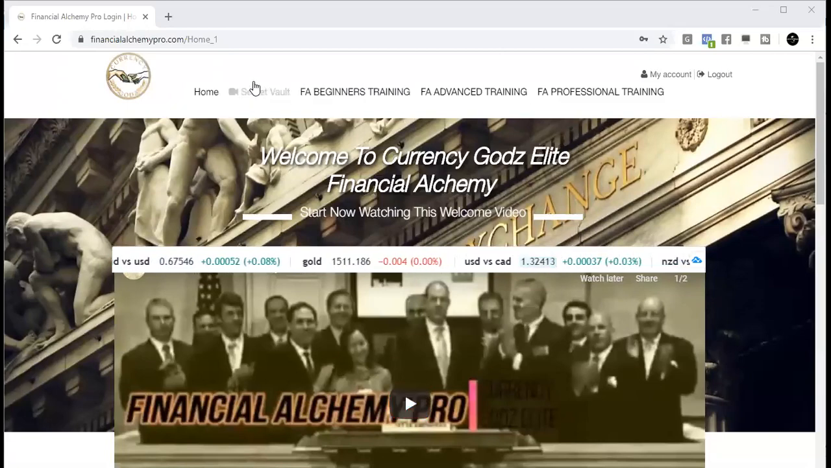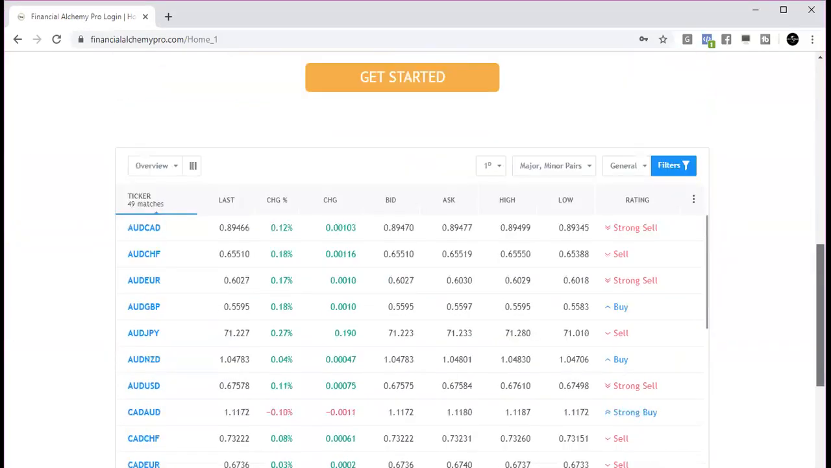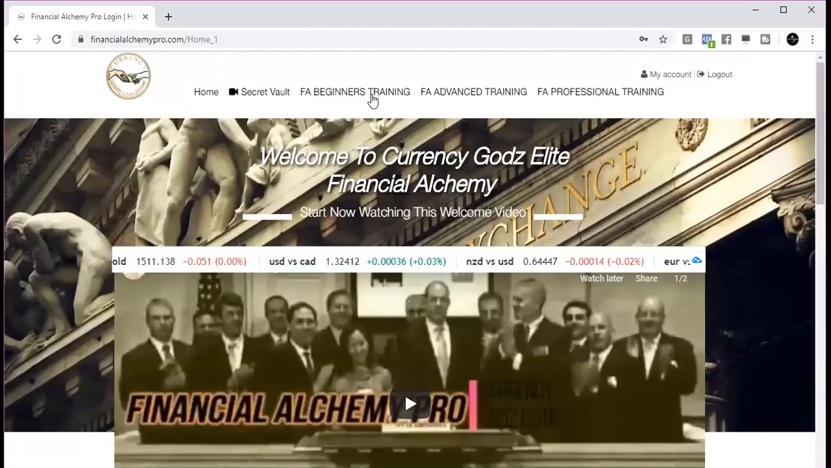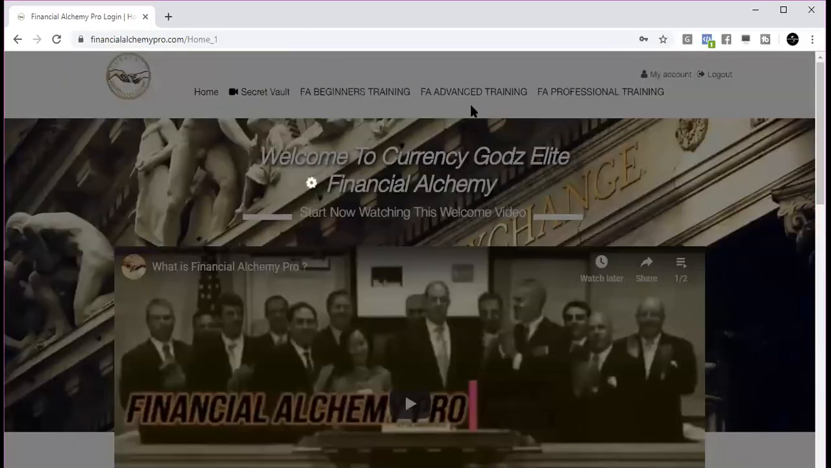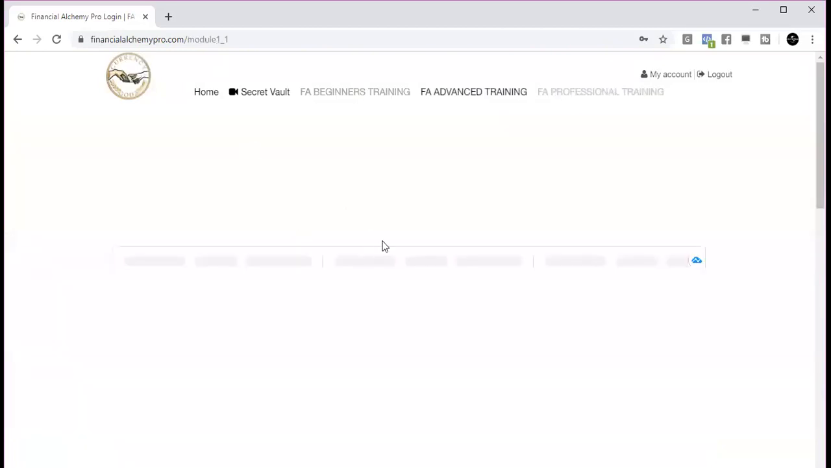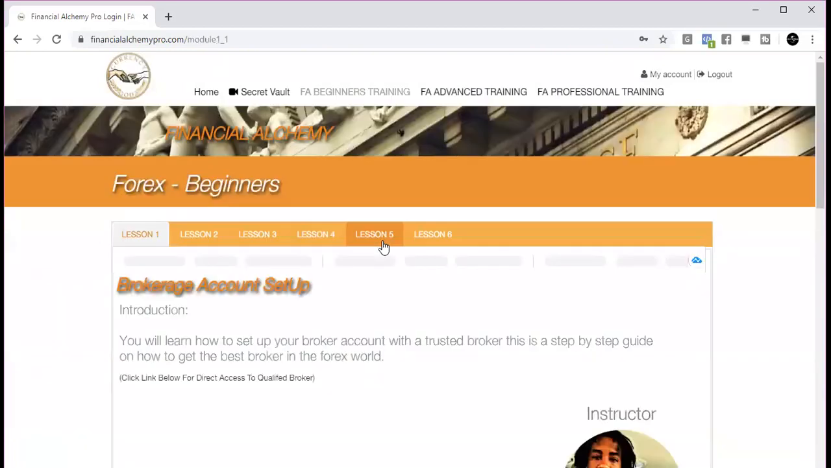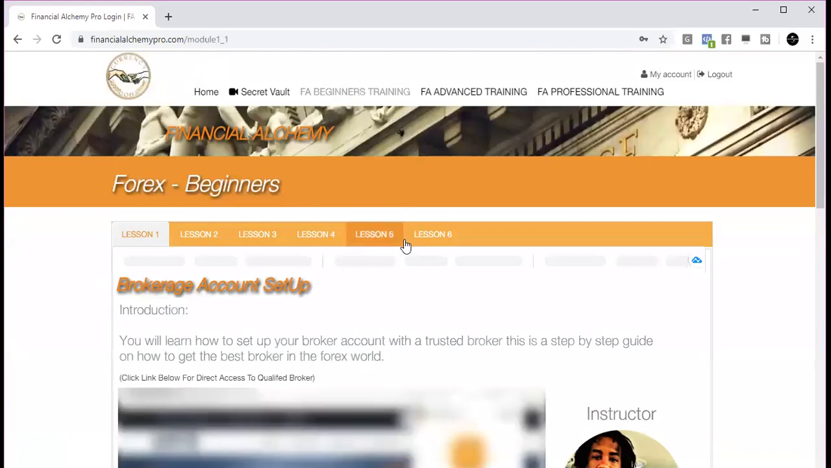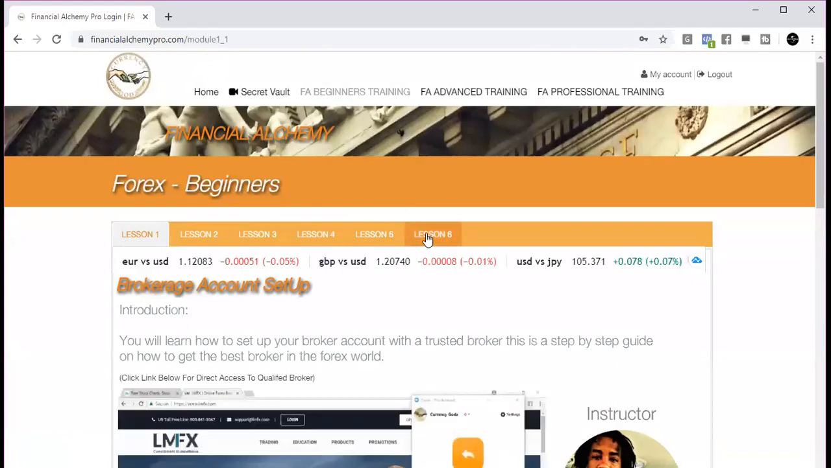So each tab at the top up here, this is how it's gonna look when you log into your back office. Most of you already know this. If you look at the top, you got the FA Beginners Training, FA Advanced Training, FA Professional Training. Each one has 6 different modules besides it, or 5 different modules besides the Beginners Training.